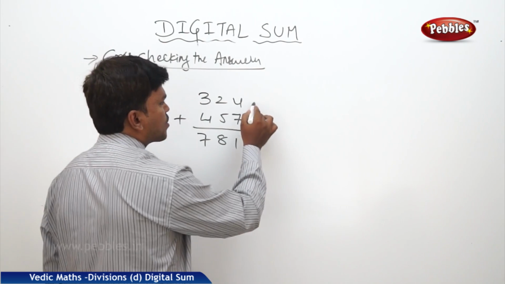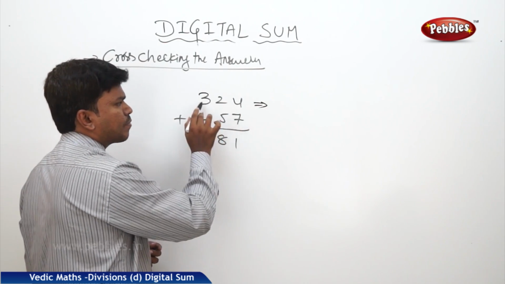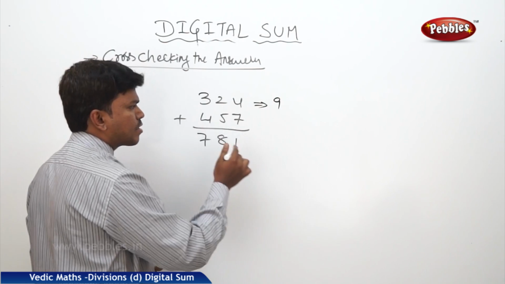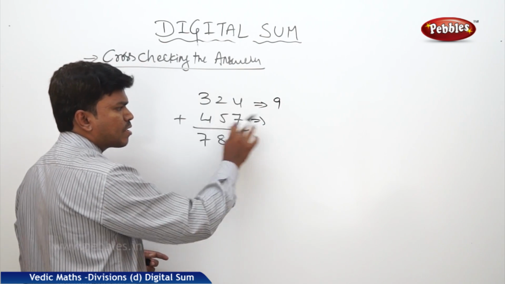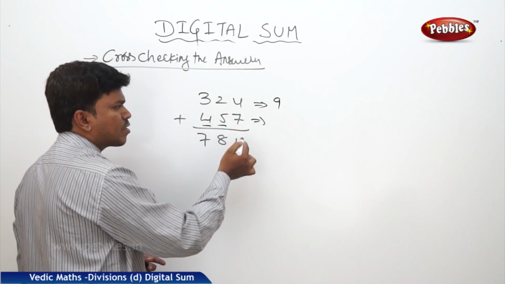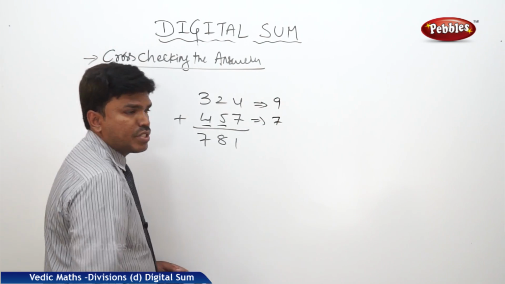If I want to do it in a faster way, I will take the digital sum. 3 plus 2 is 5, 5 plus 4 is 9. So 9 is the digital sum of this number. What is the digital sum of this number? 4, 5, 9 can be ignored. So 7.